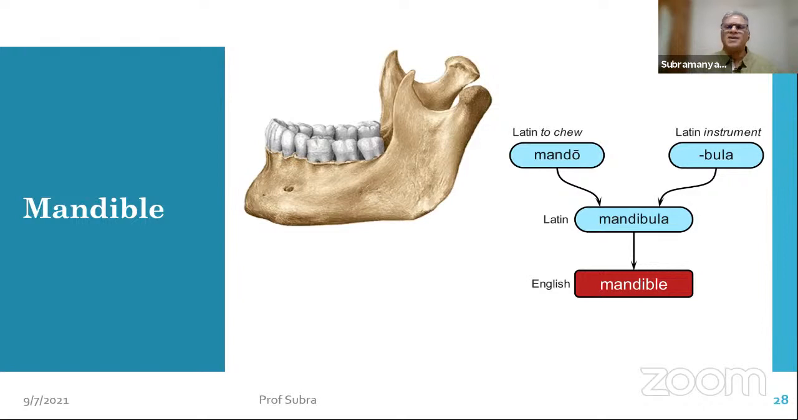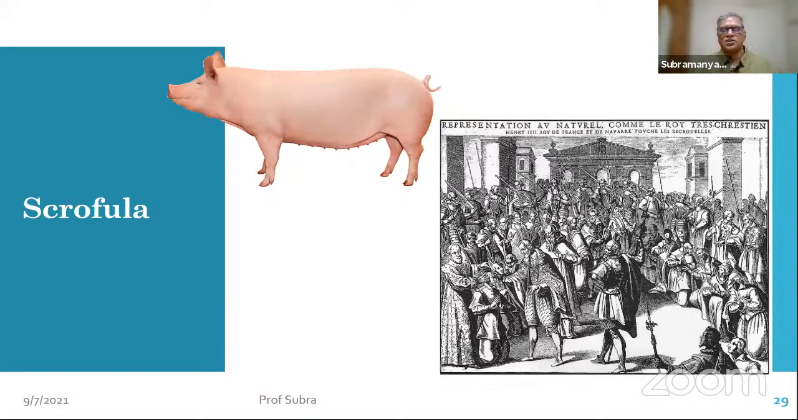So it's not only birds which are responsible for some of these terms; even animals are included. Take scrofula, which is a manifestation of tuberculosis. If there's a swelling in the cervical portion, when the cervical lymph nodes are affected, it usually becomes quite big.